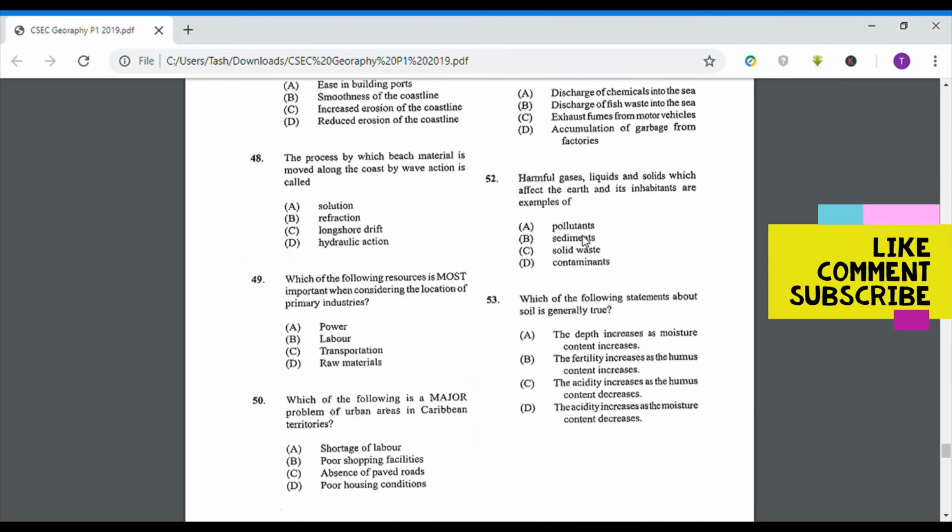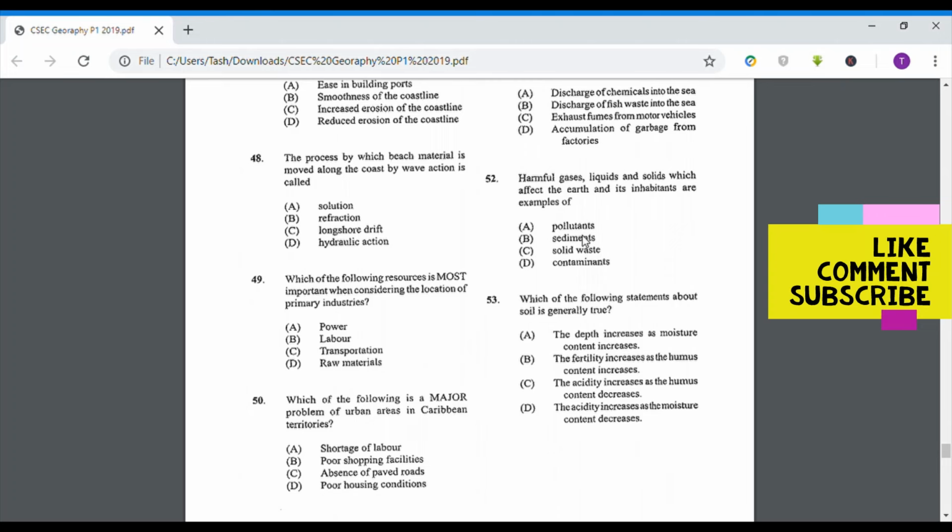For 48, the process by which beach material is moved along the coast by wave action is called solution, refraction, longshore drift, or hydraulic action. Movement of materials along the beach is as a result of longshore drift. Solution is dissolving materials. Refraction is bending, and hydraulic action is a coastal erosion process. So our answer for 48 would have been letter C.